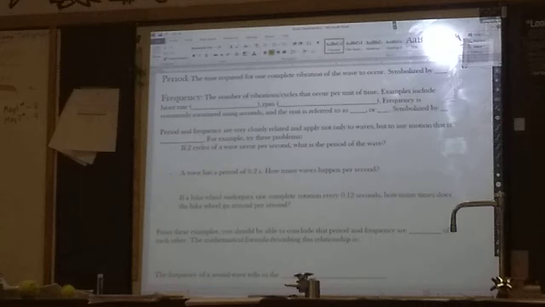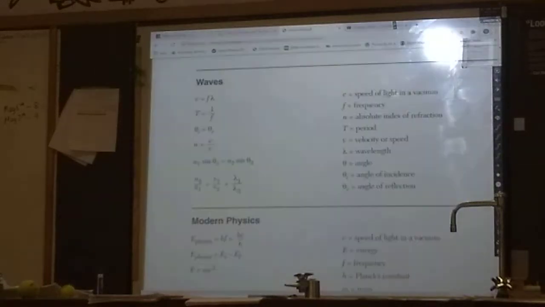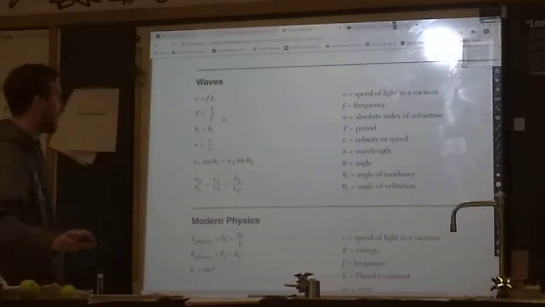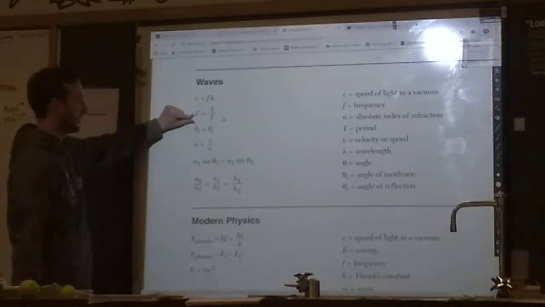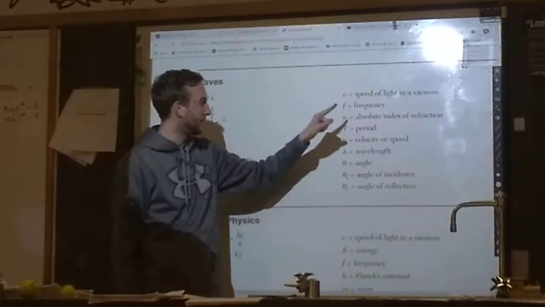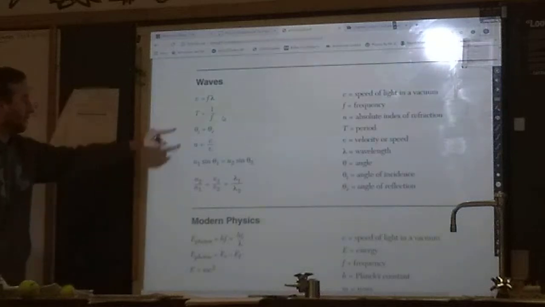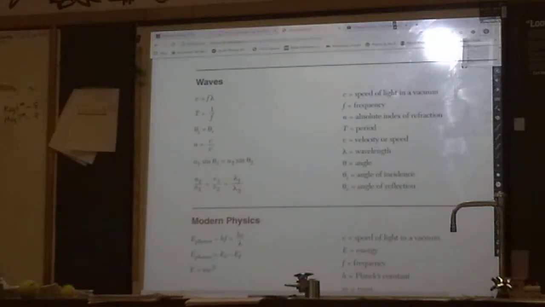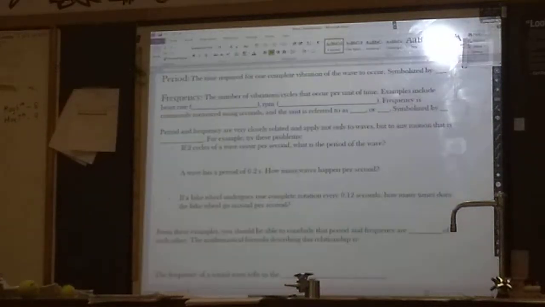It is the second equation down. We'll do the first one in just a second. It's the second equation down on page 5 under waves right here. T equals 1 over f, T being period, f being frequency. Okay, we'll do this one in just a second because that's our next topic, speed. But we got to finish this up.